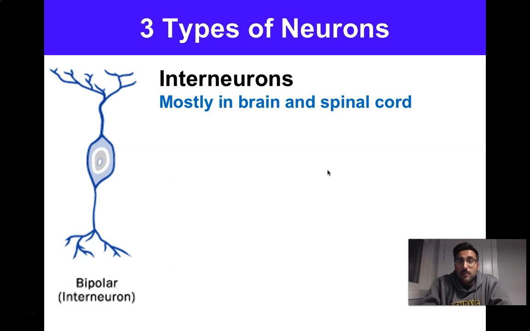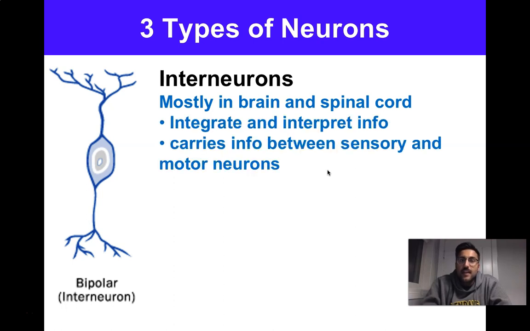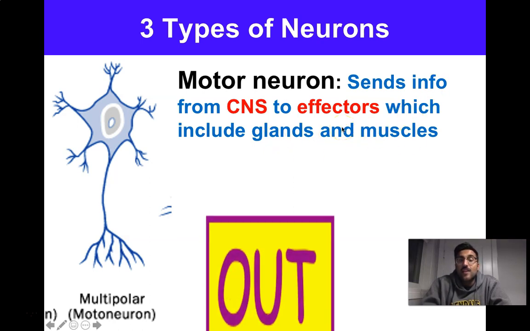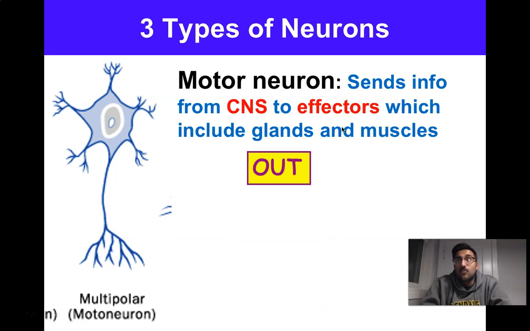Interneurons are pretty much the brain and spinal cord. They integrate and interpret and process the information. So they carry and sort of translate the information between the sensory and motor neurons. They're short, so they don't need myelin insulation. And then you've got your motor neurons, which send information from the central nervous system to effectors, which include glands and muscles. So this is information out of the CNS to places like muscles or to glands.